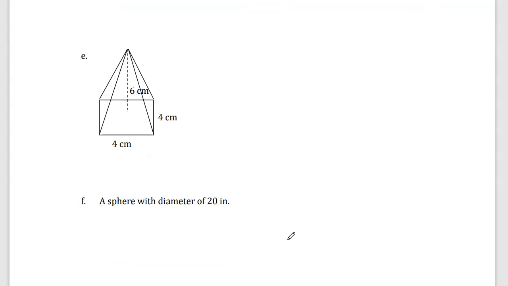Now, let's look at this pyramid. So I have this base. It's 4 centimeters by 4 centimeters, so it's going to be a square. That's not that big of a deal. 4 times 4, that's going to be 16. So surface area, I know, will be 4 times 4. Or let me just start out by saying side times side, or side squared.